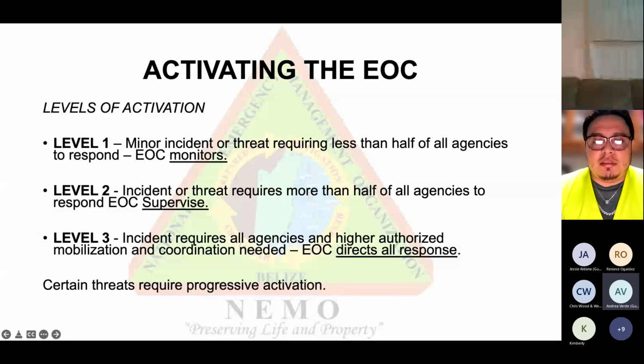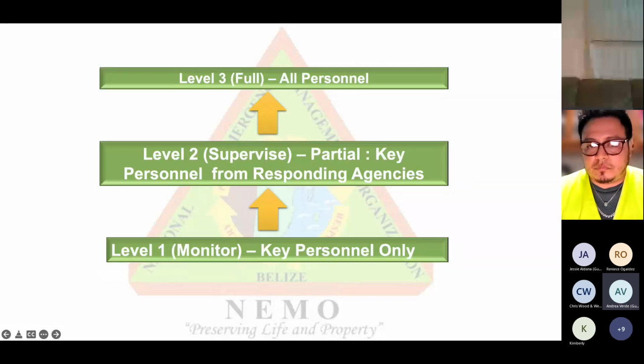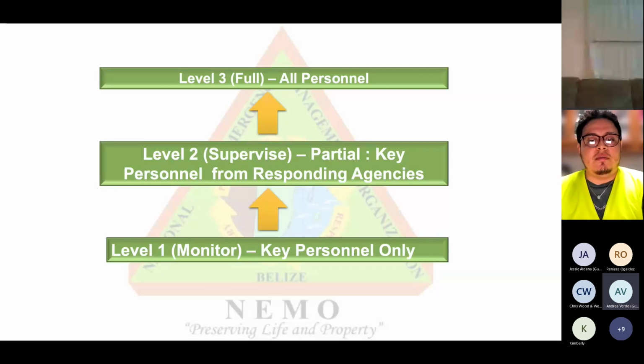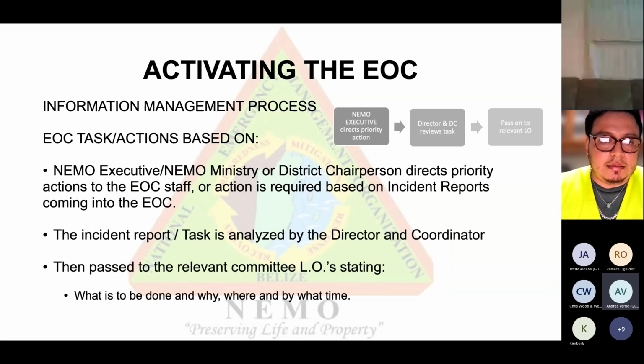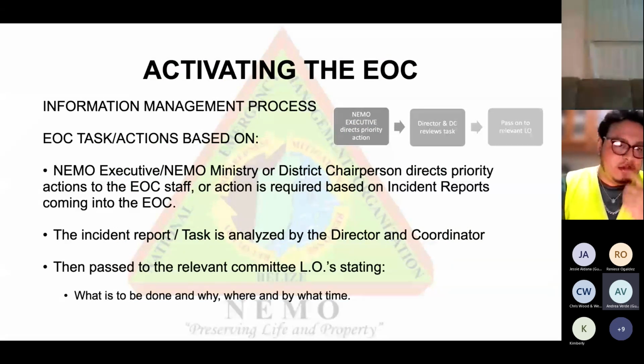Now, before I proceed to the next slide, this is how it should work out. Level 1, 2, and 3. You see, at level 1 the key personnel only monitor. Level 2, supervise, with partial key personnel from responding agencies. And level 3, where we have the full, which is all personnel, and activating the EOC.